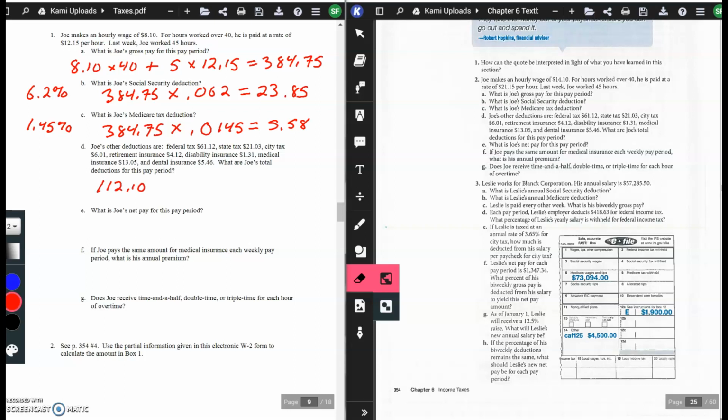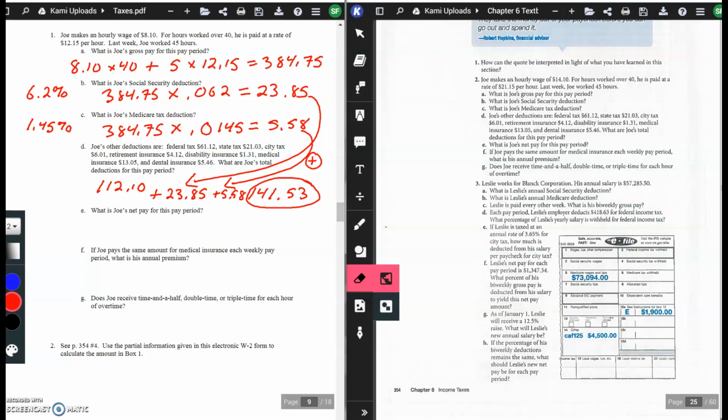Okay. Now, they're looking for the total deduction. So for these extra deductions, it's $112.10. But you have to add on your Social Security and your Medicare as well. So add those on. So $112.10 plus 23.85 plus 5.58 gives you a total deduction of $141.53. Again, add on your Social Security, so plus 23.85 plus 5.58 gives you a total of 141.53.